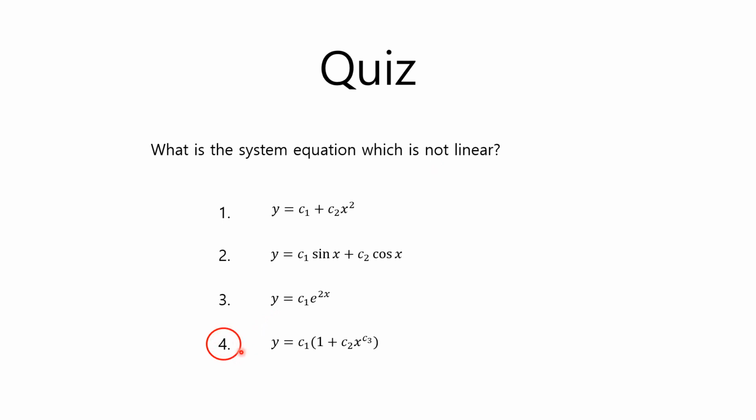Since function 1 is linear with respect to coefficients C1 and C2, the least squares regression can be applied directly. Function 2 is linear because the coefficients C1 and C2 are outside the trigonometric function, and the least squares regression can be applied directly. Likewise in function 3, since the coefficient C1 is outside the exponential function, the least squares regression is possible. Function 4 is nonlinear because the coefficients C1 and C2 appear in multiplicative form, and C3 is within the argument of the exponential function. Therefore, the nonlinear least squares regression must be applied.